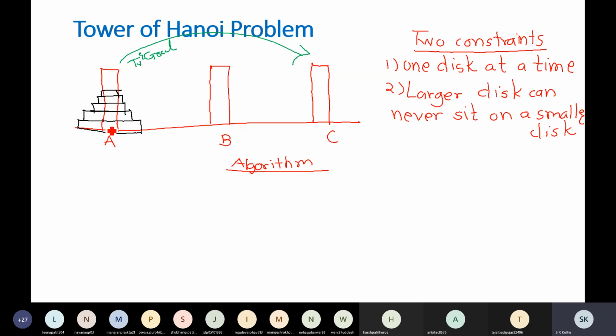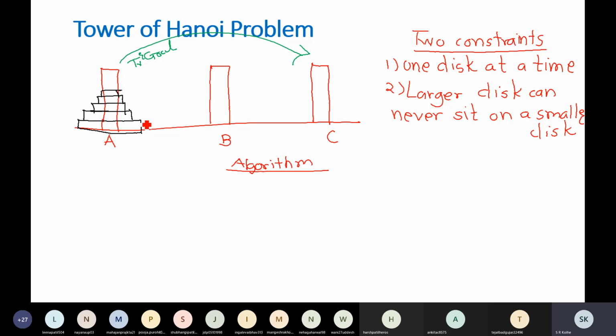Now we have to transfer all disks from A to C. So if you put this first disk, which is the smallest one, on C, what will happen? The second disk you cannot put on C. Okay. So what you want? You want this largest disk on pole C. So to move this largest disk, which is at the bottom, to pole C, you have to remove all these 4 disks above that. Then and then only you can remove this from A.